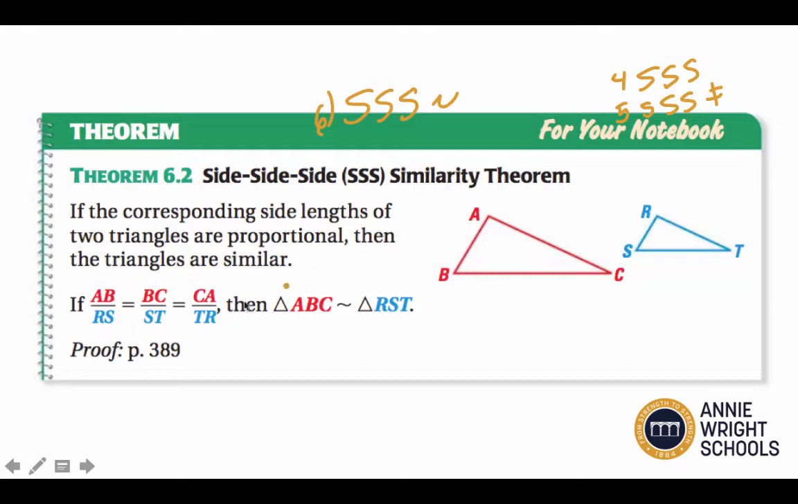Okay, so this says if AB to RS is the same ratio as BC to ST, which is the same as the ratio of CA to TR, then you can say the triangles are similar. What's really important is that the smallest side of one triangle will correspond to the smallest side of another triangle. The medium side of one triangle will correspond to the medium side of the other, and the large side will correspond to the large side of the other. And you probably know where this is going.